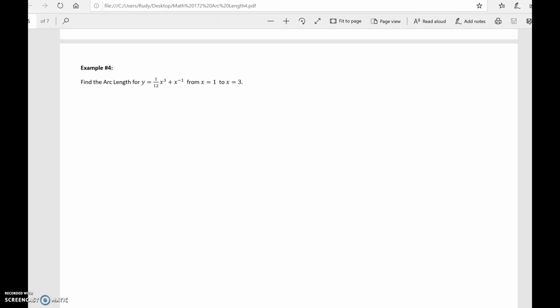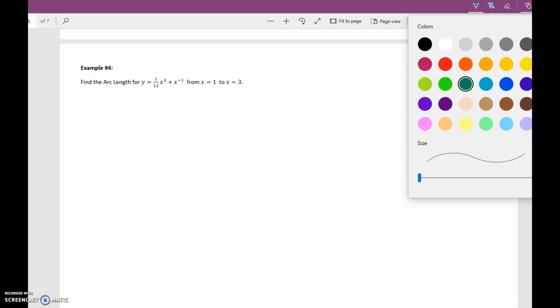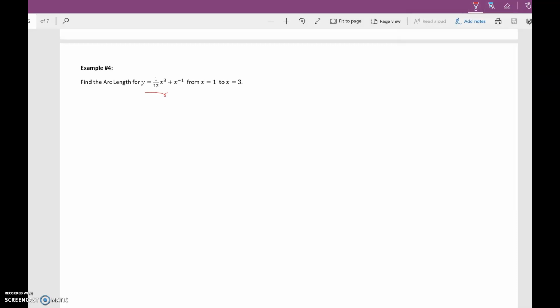Hi class, let's take a look at example 4. In example 4, it appears that it's going to be a little bit messy just because of the actual function that we're given. And then the limits are going to be from 1 to 3. So let me just put the formula. I think this one will be easier to actually evaluate pieces of it on the side.